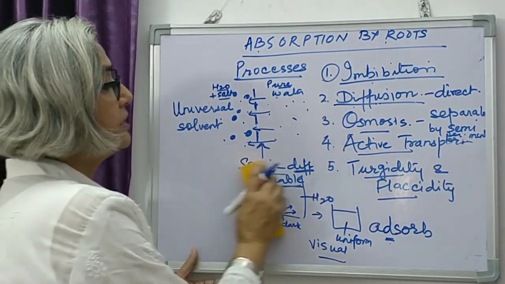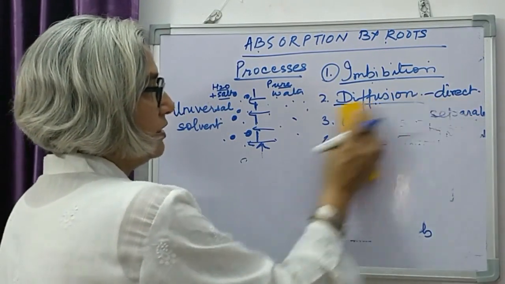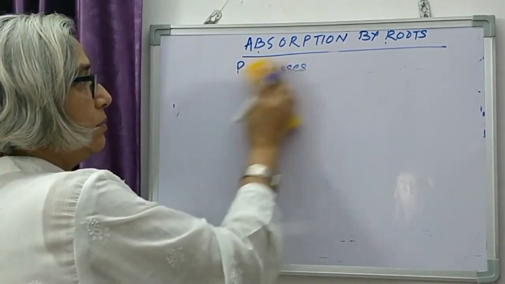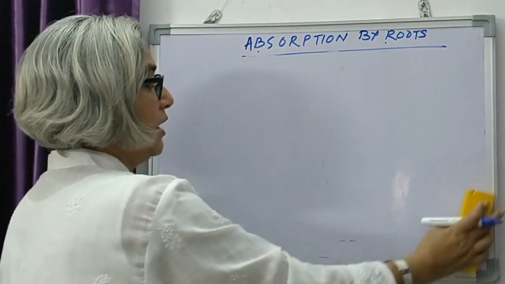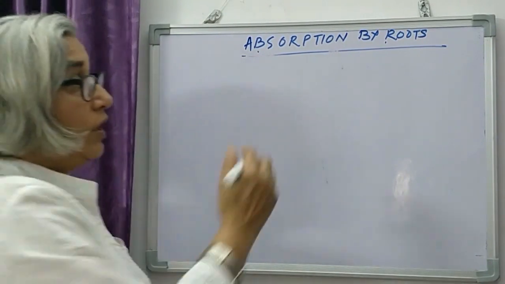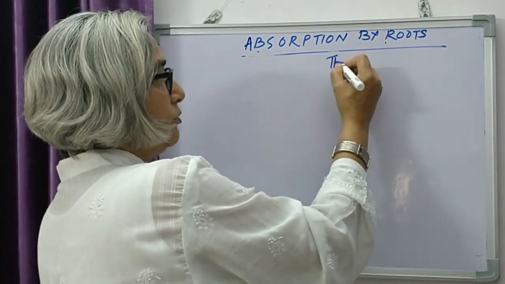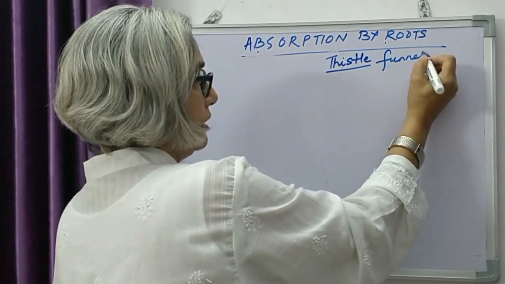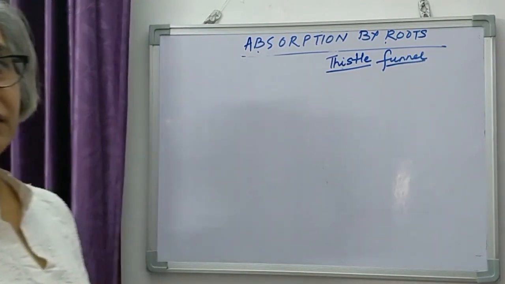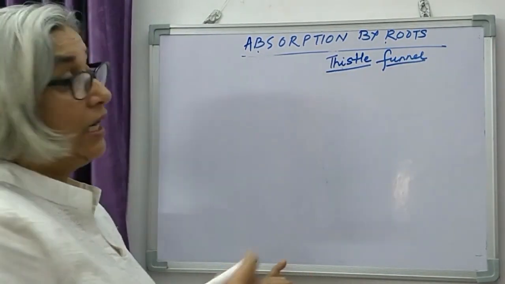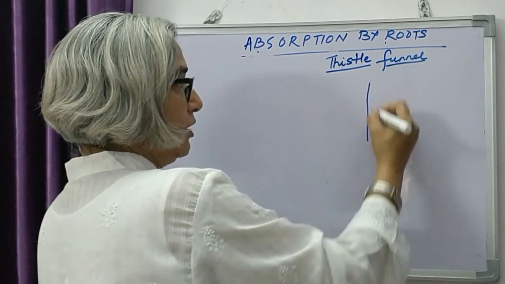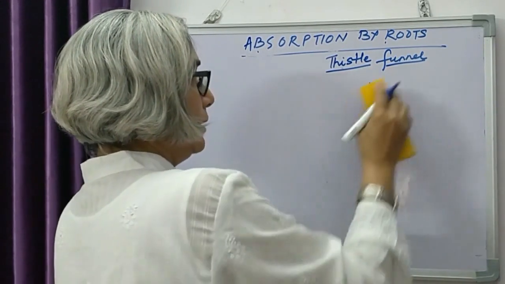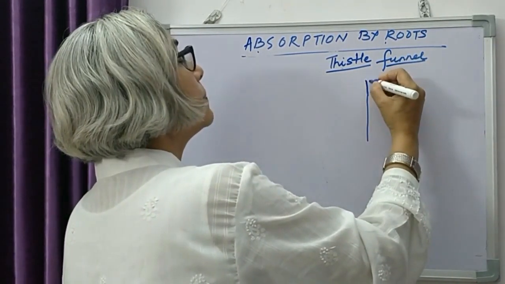Now to explain this further, I'm just erasing all these processes that I have named because now I will be using the blackboard to make diagrams to explain osmosis to you. A very simple experiment is performed to prove that osmosis takes place using a thistle funnel. Now, you all know what a funnel is, but you may not know what a thistle funnel is. A thistle funnel is a very small funnel with a long, very thin stem.